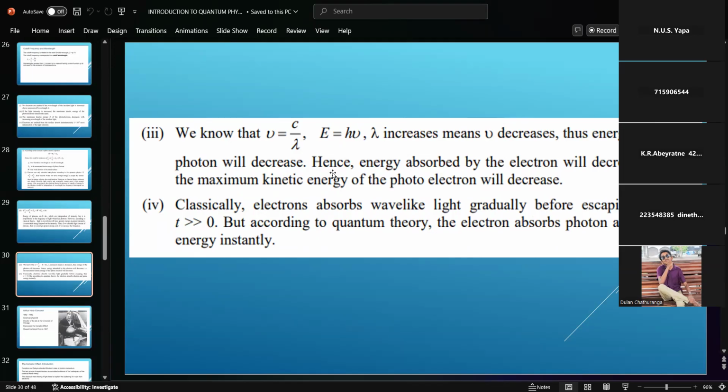Then the energy of the photon, this equation is related to the photon, the incident light wave, right? The energy of the photons will decrease because nu decreases. The energy absorbed by the electron will decrease. That is, the maximum kinetic energy of the photoelectron will decrease.